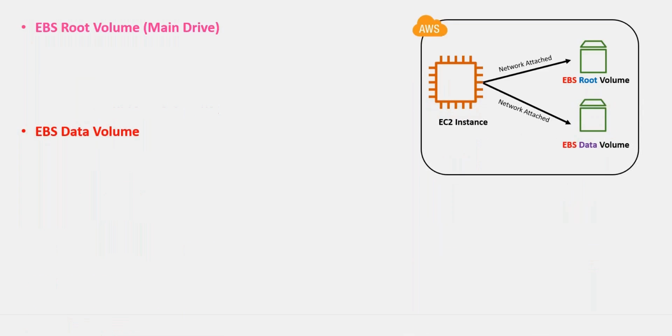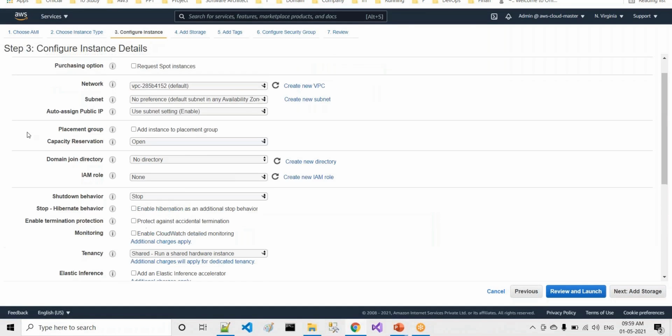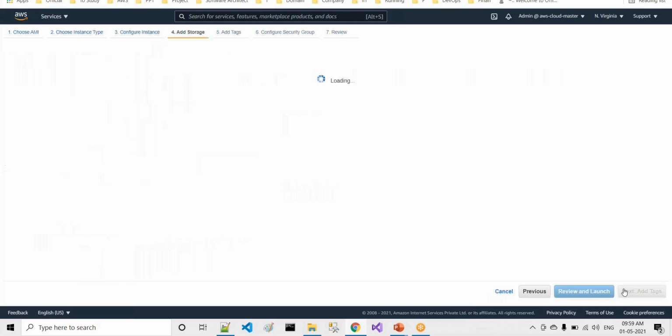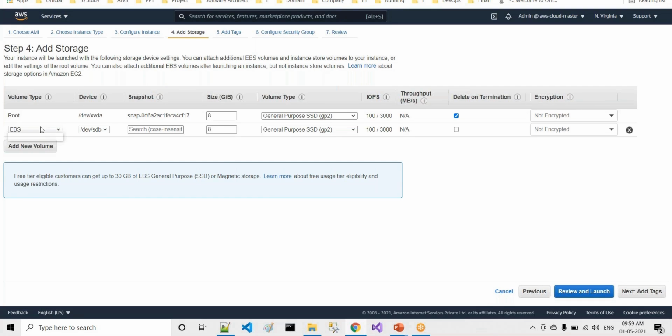Okay, I have told you lots of things. Let's go and see some practical, and then I'll come back to this theory. Then it will make sense to you. So see what I am going to do. I'm going to launch a server. Let's go and add a storage. In the storage, this is where EBS comes into the picture. So this is your EBS over here.